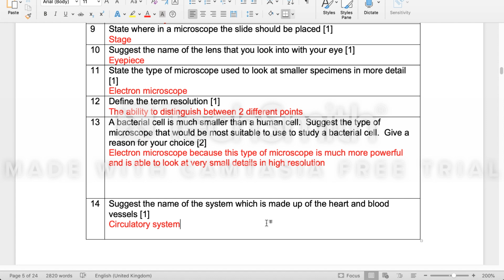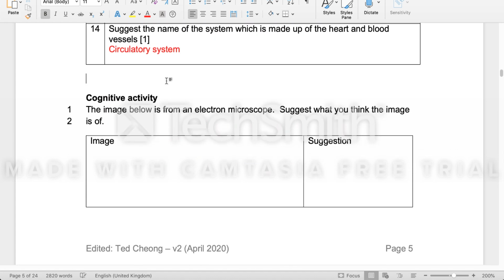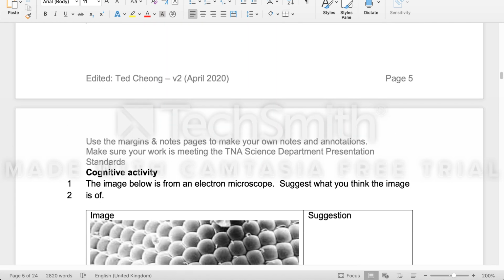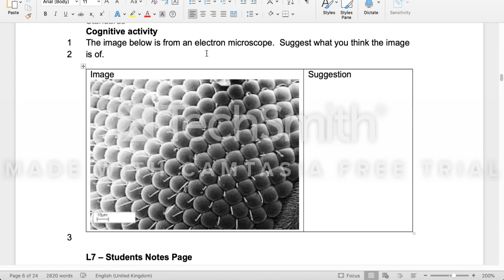The last part that I'm going to show you is this cognitive activity, because I think this is brilliant. So this image below is from an electron microscope. So from this sentence alone, you should be able to tell whatever I'm looking at is actually a very, very small photo. Okay, very, very small. Suggest what you think the image is of. So, you can pause the video and think about what you wanted to guess, all right? But I'll give you the answer right now. And the answer is you're looking at an eye of a fly, okay?